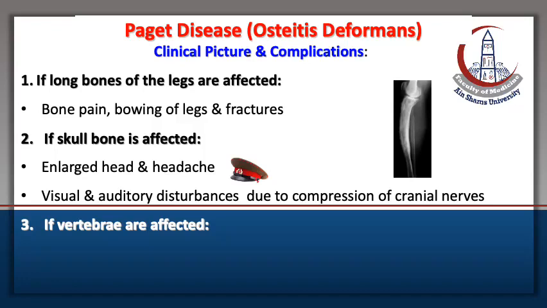If the vertebrae are affected, there will be back pain with nerve root compression, as the foramina of those nerve roots are narrowed, thus compressing those nerves.